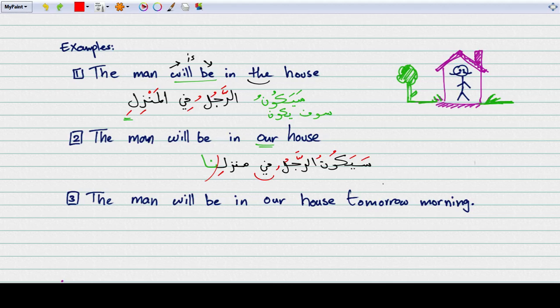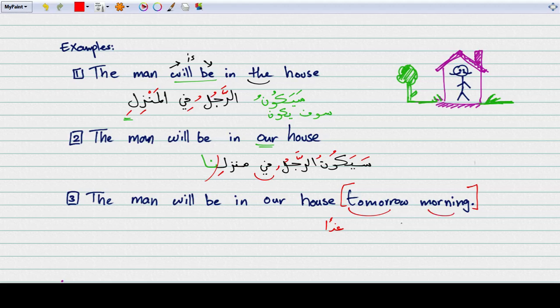Alright. So this is how we say the man will be in our house. How do you say the man will be in our house tomorrow morning? How do you say tomorrow morning something will happen? Tomorrow morning. Basically in Arabic this is very simple. One way, which is the one I'm going to teach you here, is just to take the first word and reflect this translation directly: غدا.